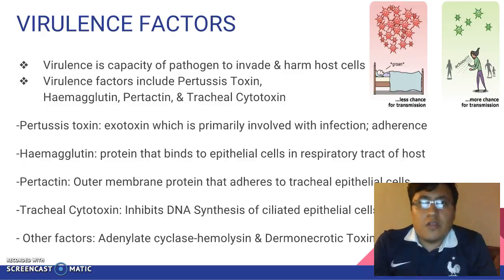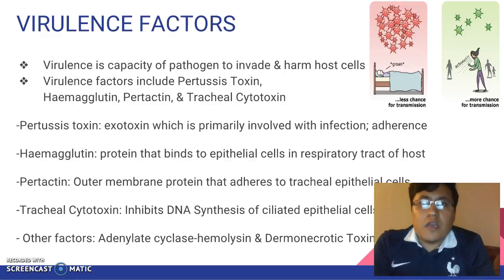The other factor is hemagglutinin, which is a filamentous protein that also binds to the ciliated epithelial cells of the host. The other factor is pertactin, which is an outer membrane protein that promotes adhesions to the tracheal epithelial cells in the host. And the tracheal cytotoxin, it's an adjuvant molecule which can alter the immune system of the host.